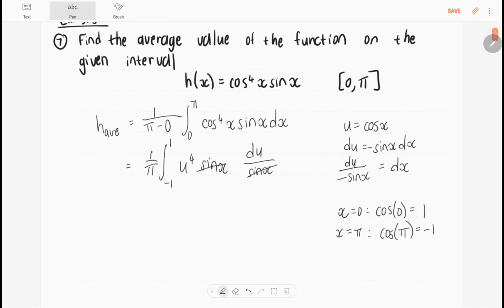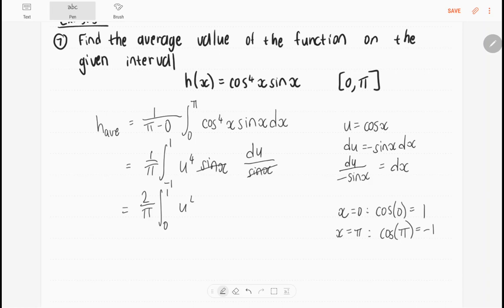Then also I can write this as 1 over pi times the integral from 0 to 1. So I change my bounds from minus 1 to 1 to 0 to 1, and then I'm just going to add a 2 in front of my integral. Right? I can do that since my function u to the 4 that I'm integrating is symmetric.